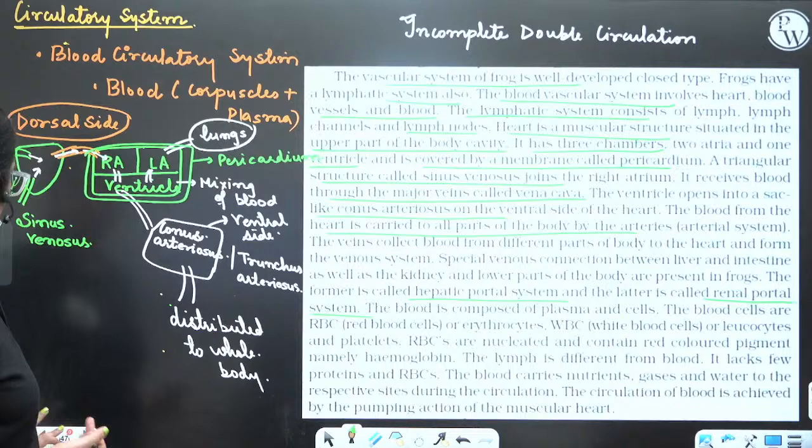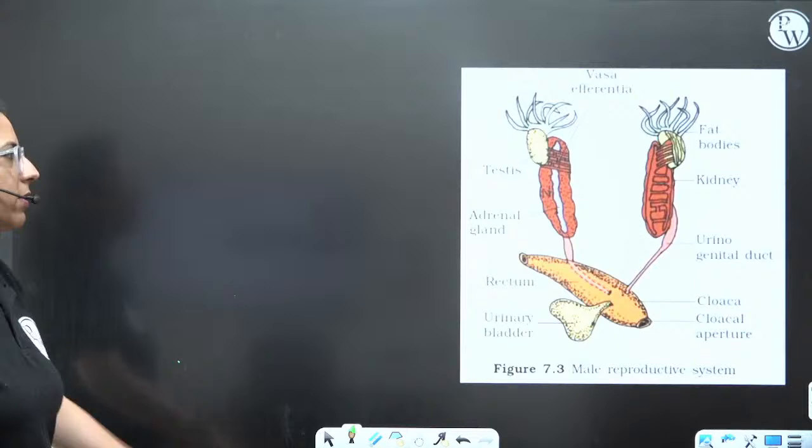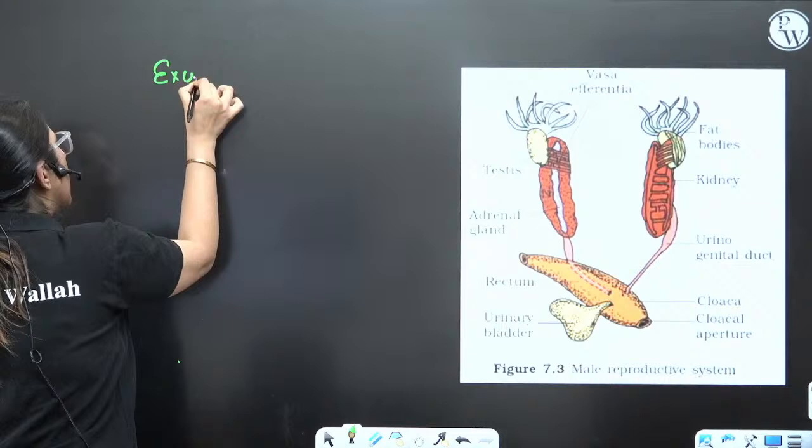Now, moving on to the next, let's talk about the excretory system. Like you were asking, excretory system. So, we have a common diagram of the excretory system.